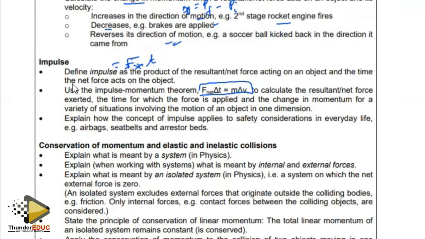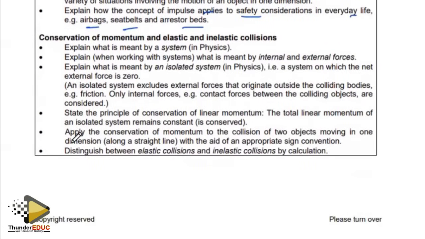Then explain the concept of impulse as it applies to safety considerations in everyday life, like airbags, seat belts, and arrestor beds. Then we have conservation of momentum. In this, you just need to explain or state the law of conservation of momentum. Then an isolated system, you just need to know it. You need to know what a system is, and then internal and external forces. That is basic that we need to know. So know how to state this: the total linear momentum of an isolated system remains constant. Then we need to know how to apply this and then distinguish between elastic and inelastic.